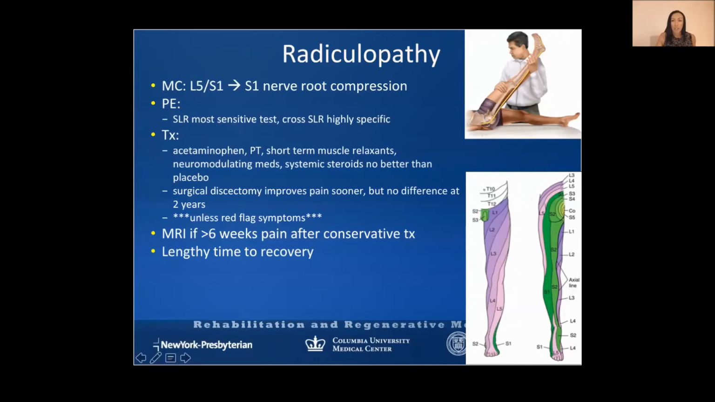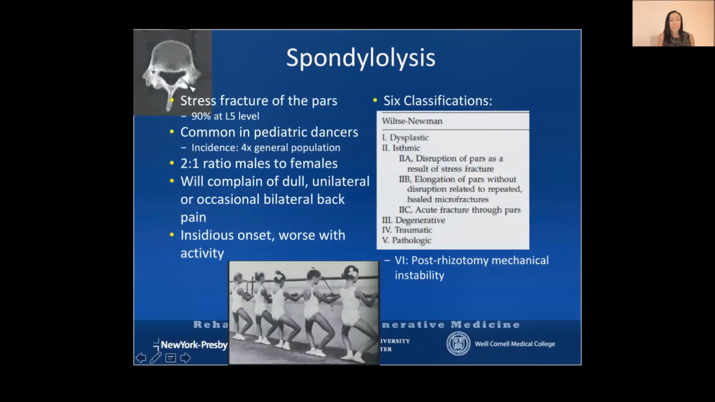So then we end up with spondylolysis. This is a stress fracture of the pars interarticularis, which is actually the weakest portion of the immature spine. And 90% of them occur at L5. They're especially common in pediatric dancers, and again, males over females. They usually occur because of repetitive microtrauma and excessive loading.